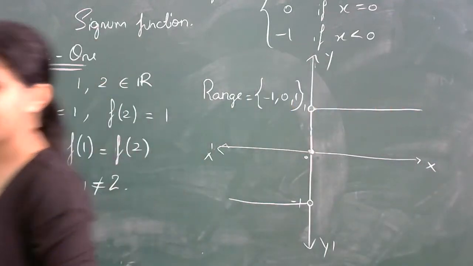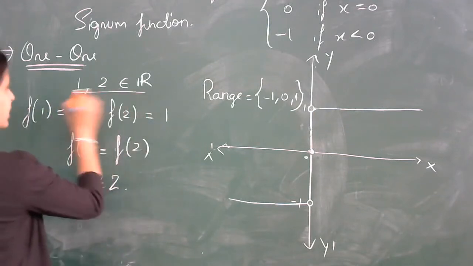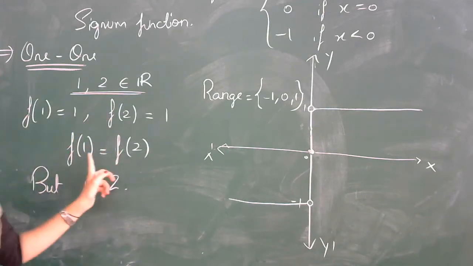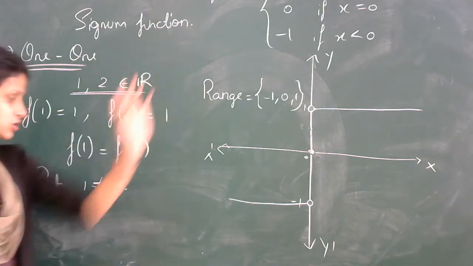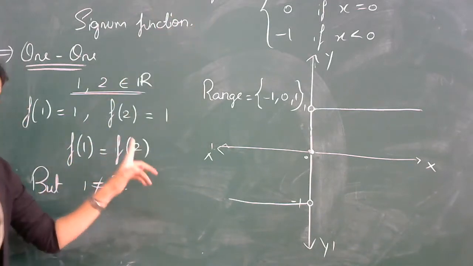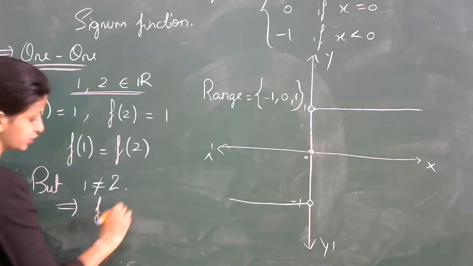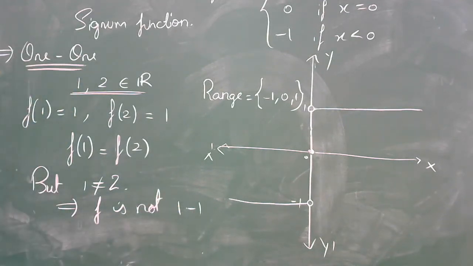So you can take any one example to show that the function is not a 1-1 function. I have taken two real numbers 1, 2 from the domain. You saw that their images are the same because for all positive real numbers the function is defined as equal to 1. So f of 1 is equal to f of 2, but 1 is not equal to 2. So the condition of injectivity fails and you can conclude that the function f is not a 1-1 function. Is that clear?